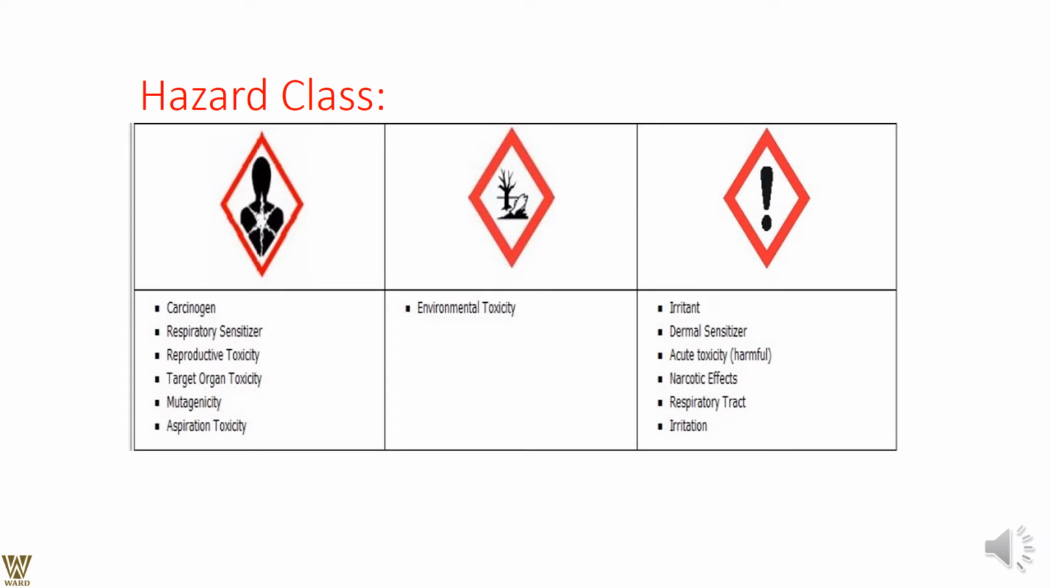See what has been given. This particular signature tells you it is a respiratory issue, it is cancerous in nature, it can cause internal organs to malfunction, very dangerous. Talking about environmental toxicity, this is the pictograph with a tree. Then there are certain things with an exclamation mark, which indicate an irritant or a dermal sensitizer, which are of low risk definitely, but create a lot of nuisance and problems on a daily basis.